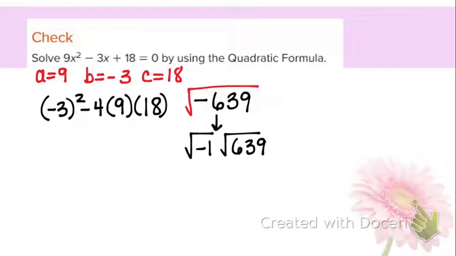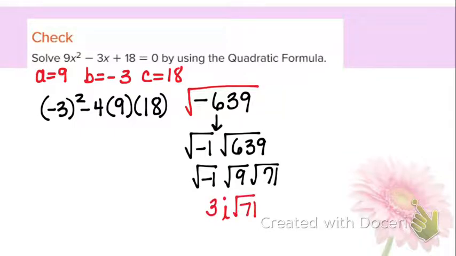So anybody find the number? What number goes into 639? 9. 9 times what? 71. So let's break this apart to negative 1 times 9 times 71. So what is the square root of negative 1? i. Good. And what's the square root of 9? 3. And the 71 has to stay. So this is my discriminant. And honestly, this is the hard part of the quadratic formula. So now that we have done that, everything else is going to go by very quickly.